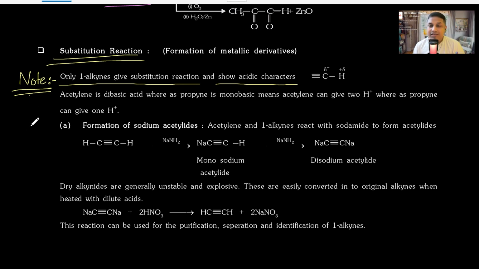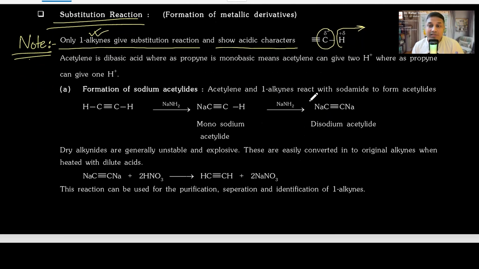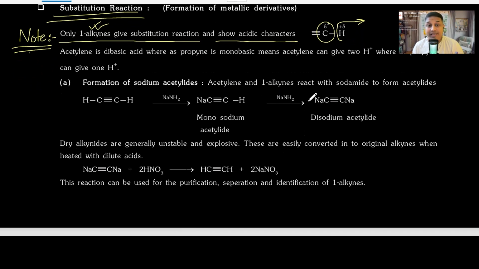If you have, let's say, 2-butyne, it will not undergo substitution reaction. Are we clear with this? Yes, are we clear? You have to have a terminal alkyne. That's why only 1-alkynes give substitution reaction. And why does that happen? And how does it show acidic character? Basically, this carbon becomes so electron rich, this hydrogen becomes delta positive. It tends to leave, and that's why, because it tends to leave, acidic character is shown by terminal alkynes when they undergo substitution. Let's see how.